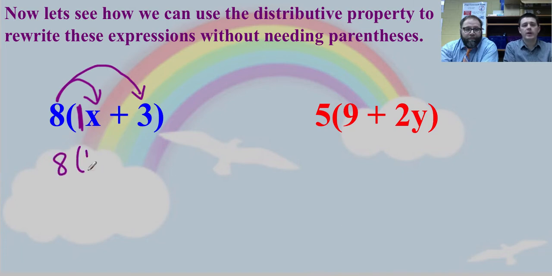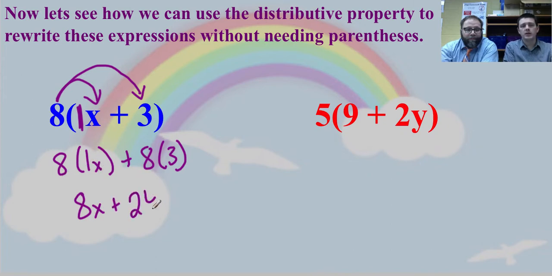Yes, you have to write out this next step so we can see what was being multiplied together. So we want to see the 8 times the 1x plus the 8 times the 3, and then you go ahead and you do the math. 8 times 1x is 8x. Remember, just multiply the number parts, the variable tags along. 8 times 3 is 24.